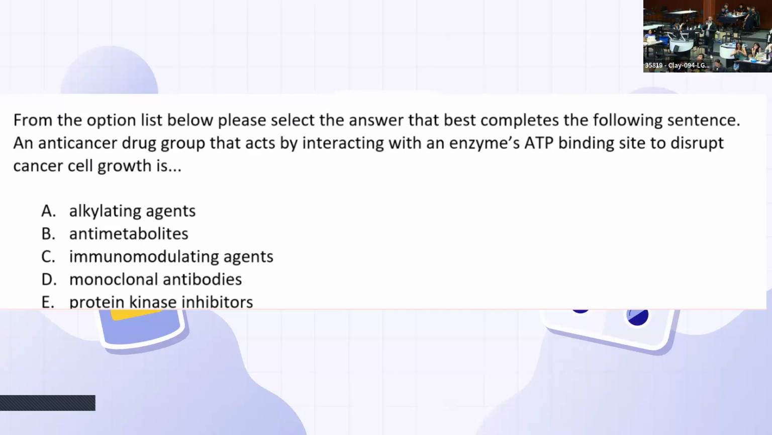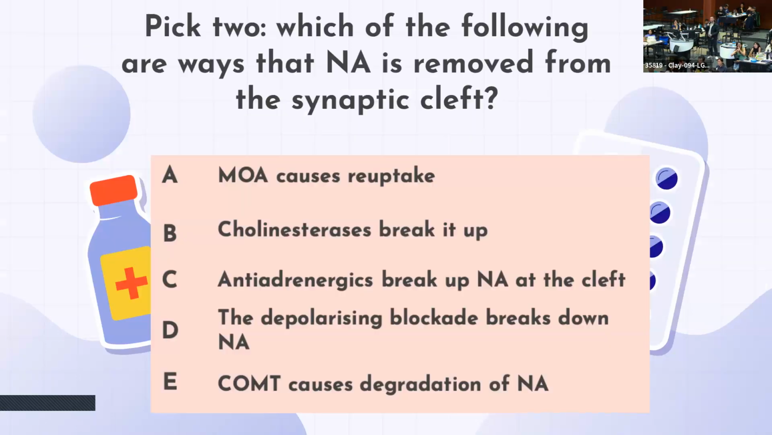The next one, an anti-cancer drug group that acts by interacting with an enzyme's ATP binding site to disrupt cancer cell growth, is A. We know it's not A, we know it's not B, it's not C because that's dealing with our immune system. A monoclonal antibody is rituximab and stuff like that, so it's not that, so therefore it must be E. I'll give you 5 seconds for this one.